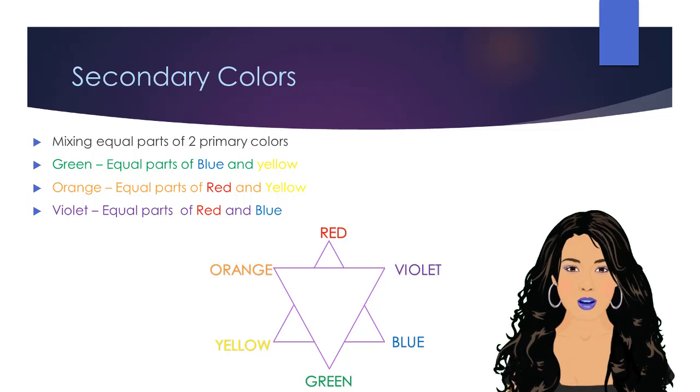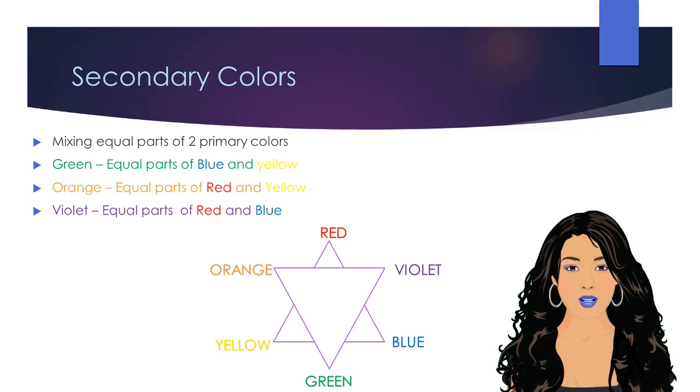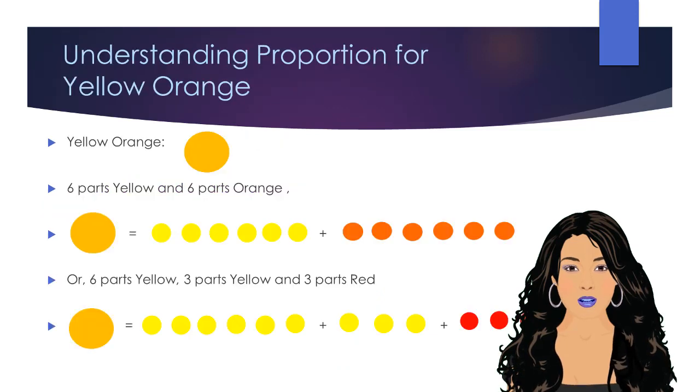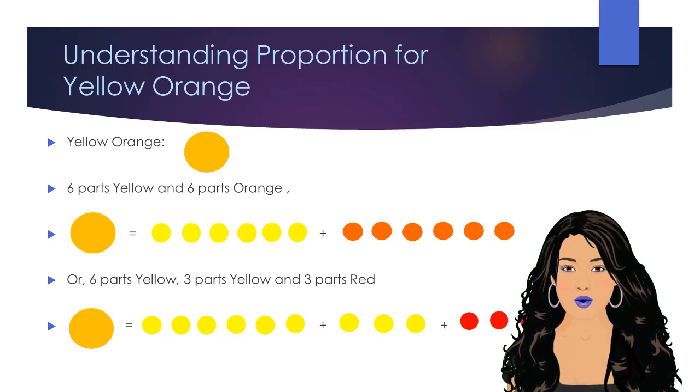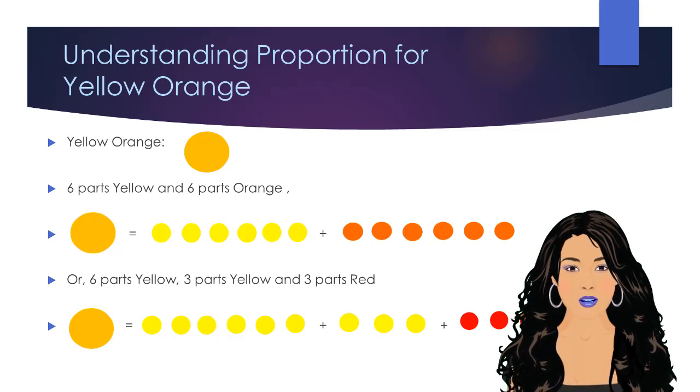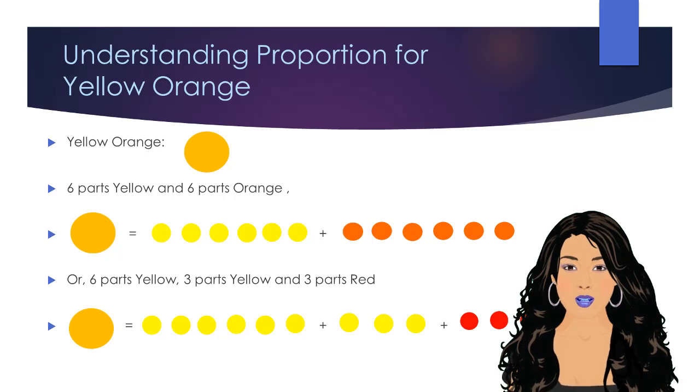As we just learned, secondary colors are achieved by combining equal parts of primary colors. So now we are combining primary and secondary colors to create tertiary colors. In order to create the color yellow-orange, we will need 6 parts yellow and 6 parts orange. Yellow is a primary color, while orange is a secondary color. So in essence I am now mixing 9 parts yellow and 3 parts red to create the tertiary color yellow-orange.